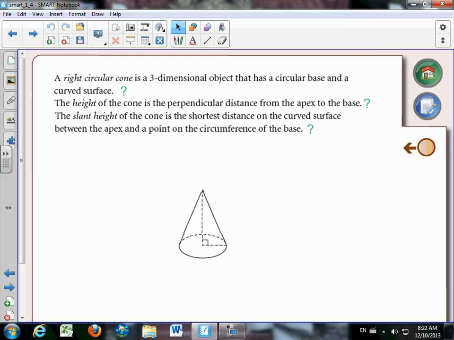So the right circular cone is a three-dimensional object that has a circular base and a curved surface. They're showing you the circular base at the bottom in blue. The height of the cone is the perpendicular distance from the apex to the base. And they're showing you again the apex, which is the top point, and the straight line going down to the base. And the slant height of the cone is the shortest distance on the curved surface between the apex and the point on the circumference of the base.